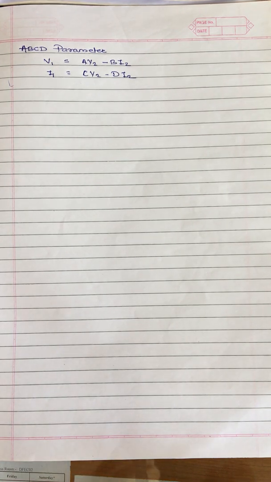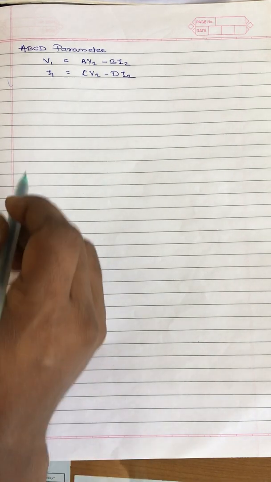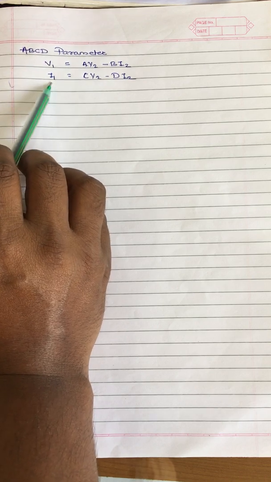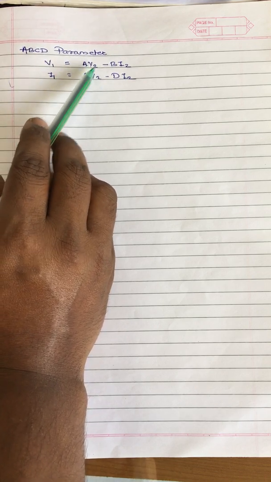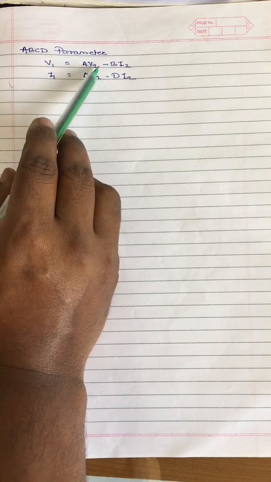Hello friends, in the previous lecture we studied the Z parameter and Y parameter. In this lecture we will study the ABCD parameter, which is also called the transmission parameter. I have written the equations. As you know, it is a mixture: V1 and I1 are expressed in terms of V2 and I2, and this is the only parameter having a minus sign.